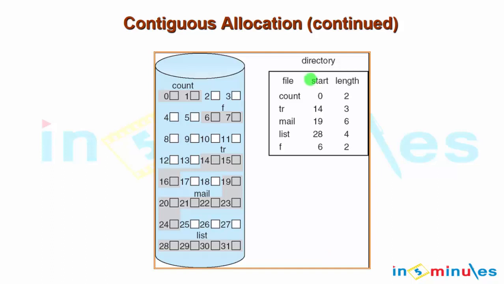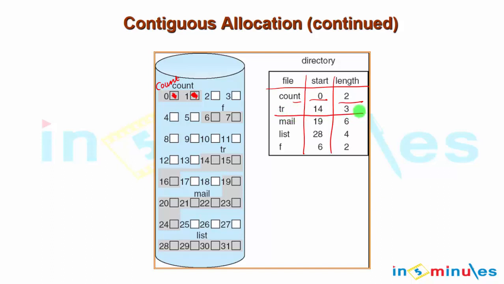As you can see, a file will keep three pieces of information: the name of the file, the start location, and the length. Now, if we say there is a file called count which starts at 0 and has length 2, that means I am talking about this. This is the count file. Why? It is starting in block 0 and it has a length of 2, so 2 blocks are given.